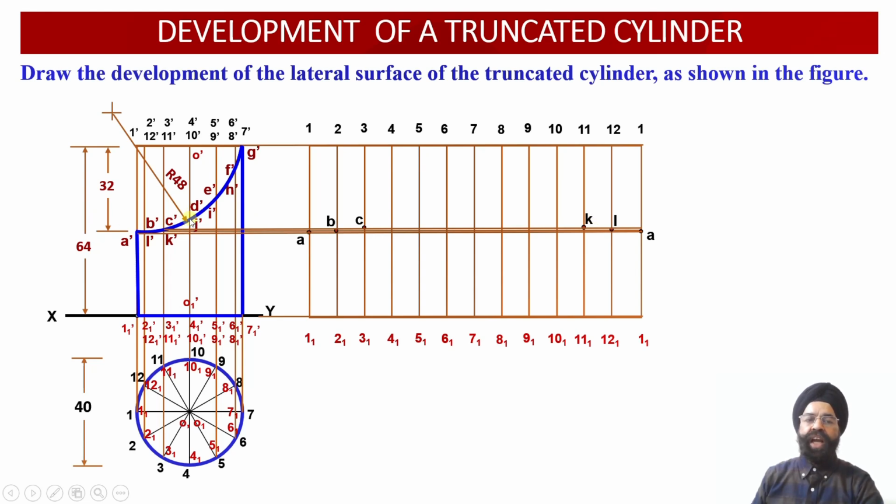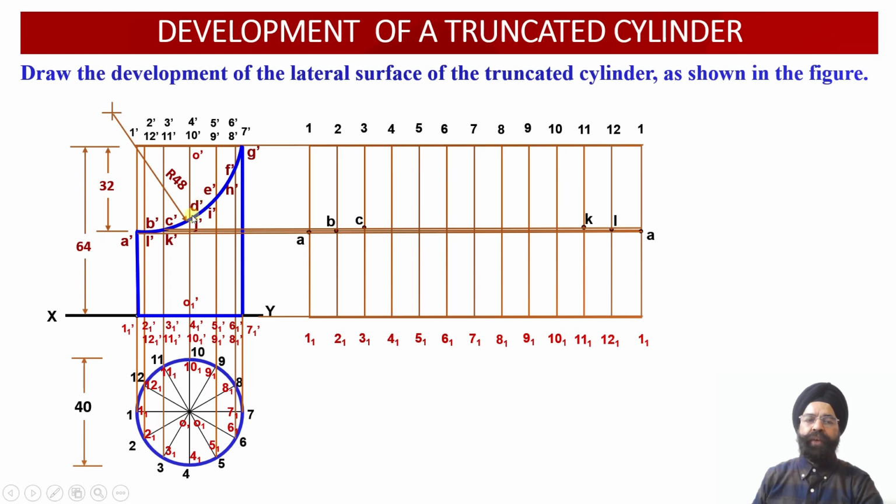Now the next couple of points which we are going to obtain are by virtue of intersection of the circular cutting plane with the vertical edges 4 dash and 4 1 dash and 10 dash and 10 1 dash over here. So again, two vertical generators have overlapped with each other over here, and the corresponding points of intersection of the cutting plane with these two vertical generators will be D dash and J dash over here.